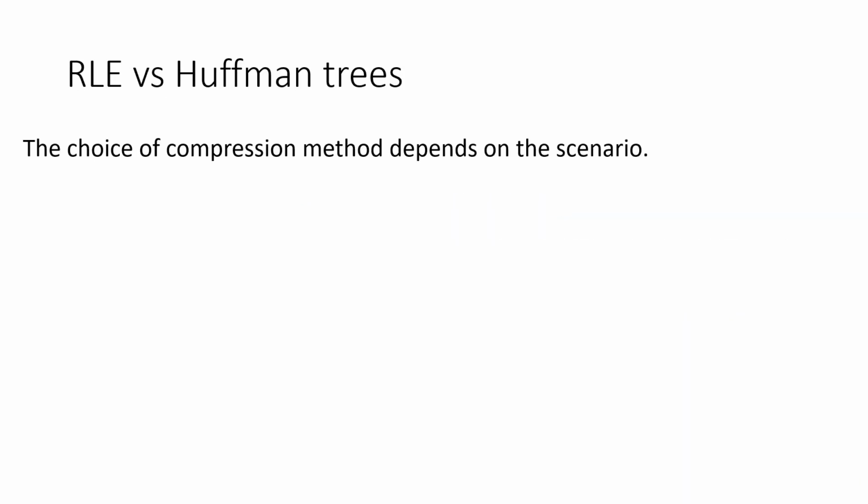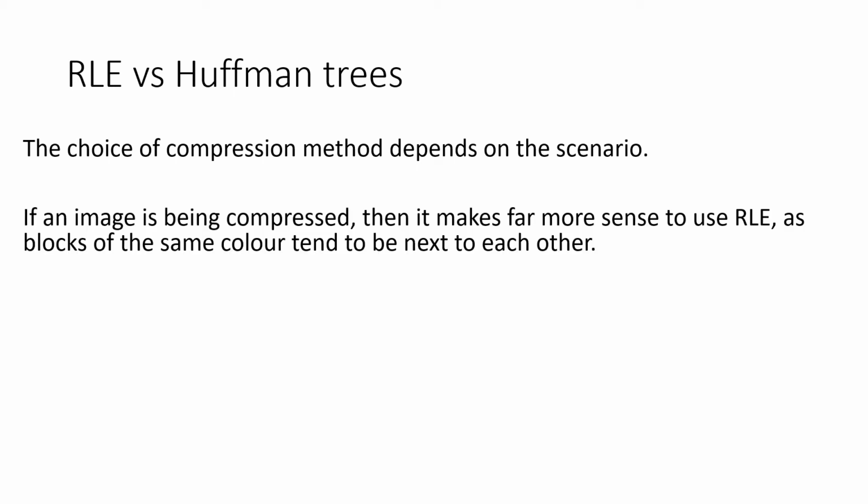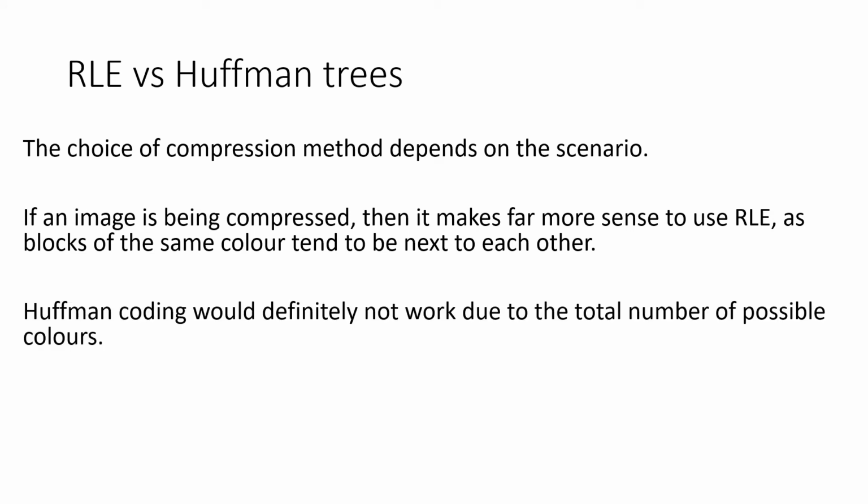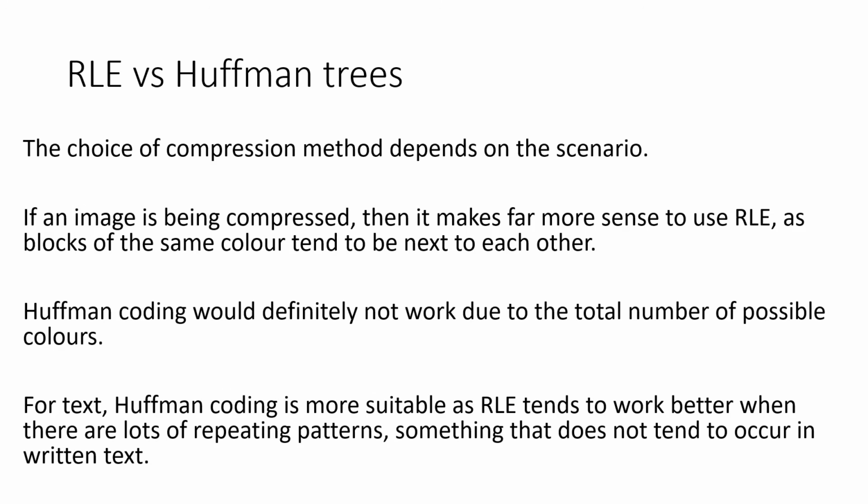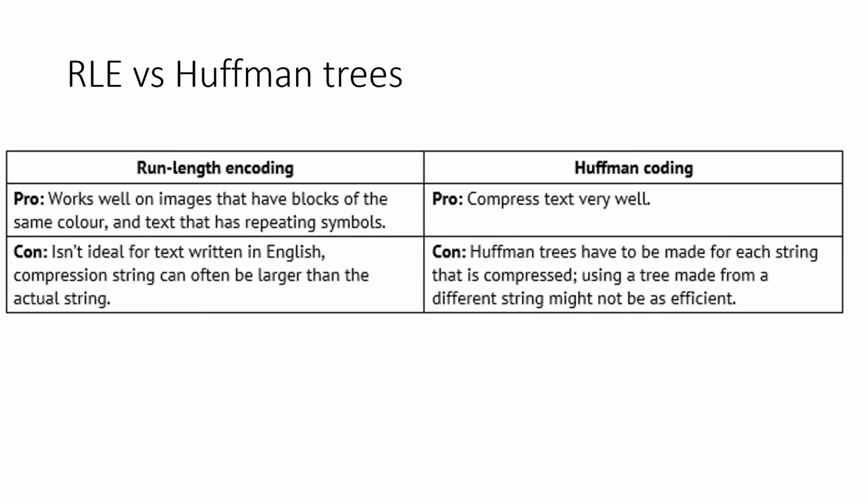So final part of the lesson, run length encoding versus Huffman. When would you use either? Well, it just depends on what's the scenario, what do you want to do? Is it images? Is it text? Is there lots of colours? Are there lots of repeating colours? Are there lots of repeating text? The general rule though is run length encoding for images, especially if they've got repeating blocks of colour, and Huffman for text. So here's a little table to sum that up. Run length encoding works well on images that have blocks of the same colour, and text that has repeating symbols.